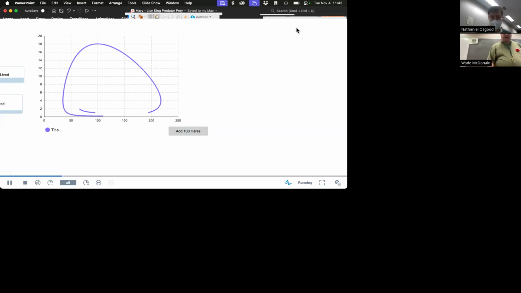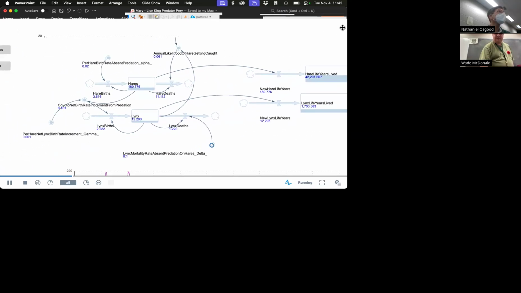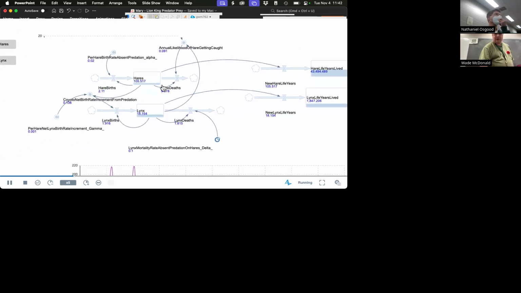So, limit cycle. Now, we can view this model. This is a stock and flow model with two stocks of model state. So we can represent the model state by two variables. We can also represent this in agent-based form.